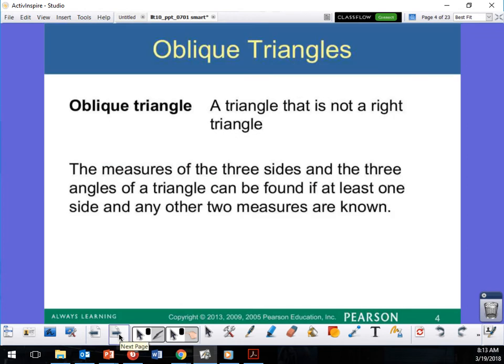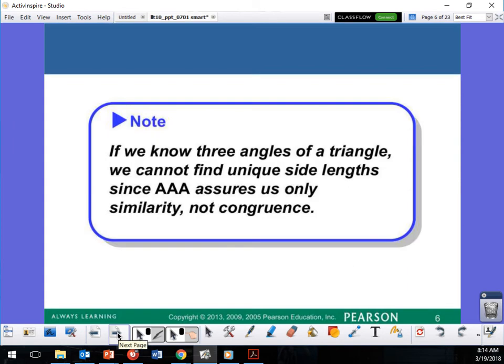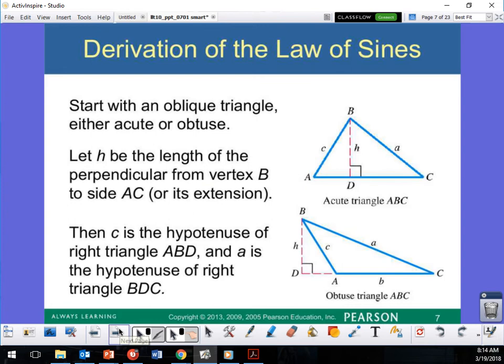Oblique triangles: a triangle that is not a right triangle. Measures are 3 sides and 3 angles. A triangle can be found if at least one side and any other 2 measures are known. So you have to at least know one side, for example one side and 2 angles. You could read through all this stuff; I'll explain it more, and you will understand it when I start drawing it.